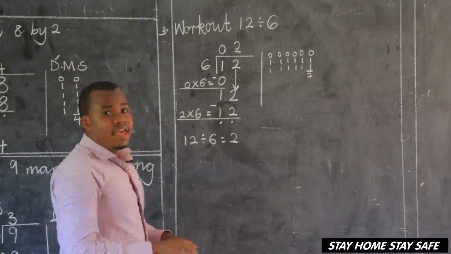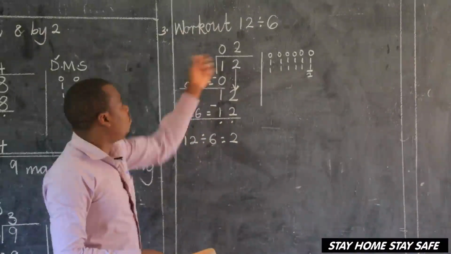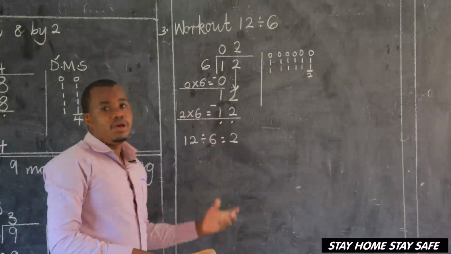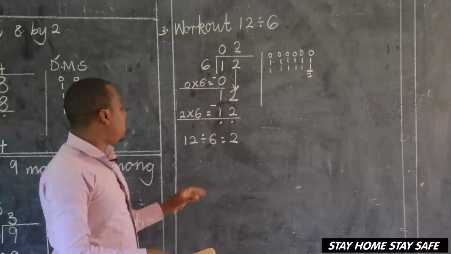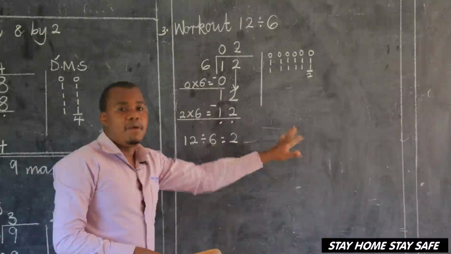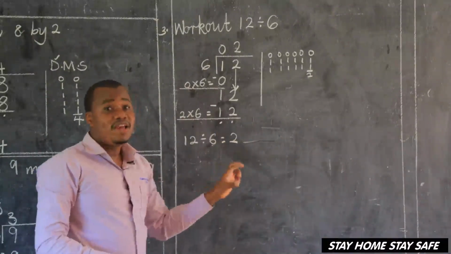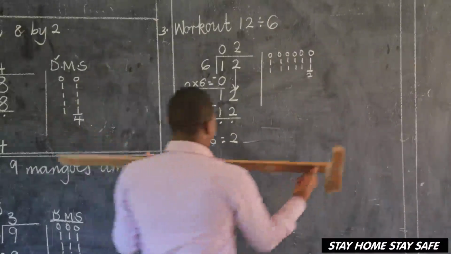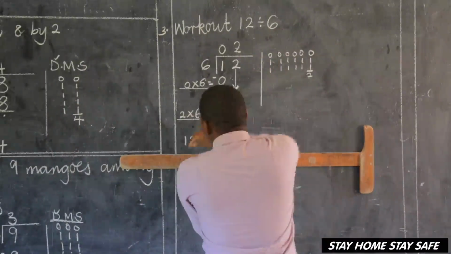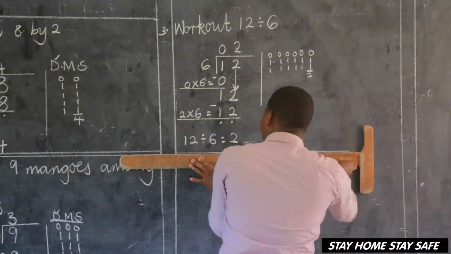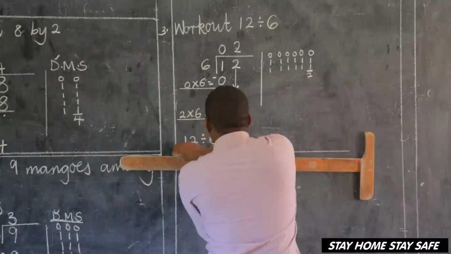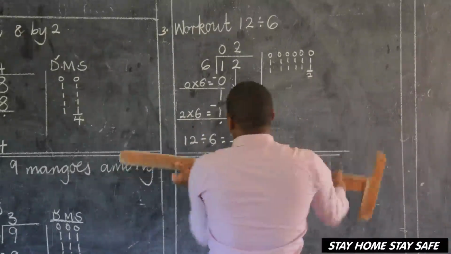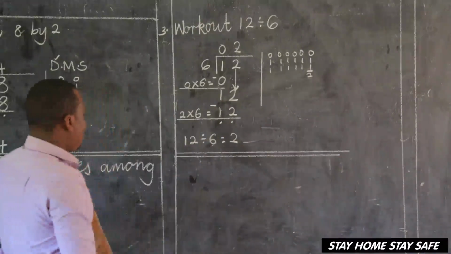By the way, if the question has units, like 6 mangoes divided by 2 boys, maybe share among 2 boys, your answer here must have mangoes also. Do not forget the units. Hope we're okay there. Then after getting my answer, because this one didn't have units, I'll come here and underline smartly like that. Then I move on.